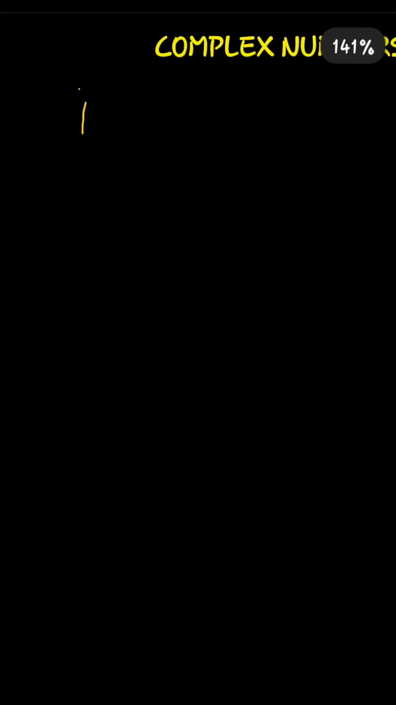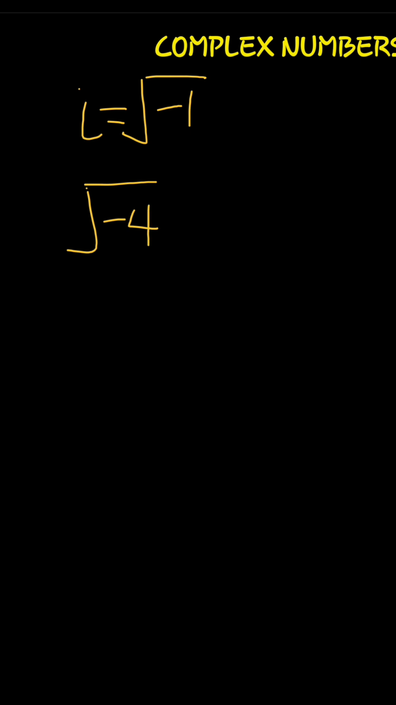Now, we use i to denote the square root of minus 1, which is an imaginary number. The square root of minus 1 cannot be simplified, so for us to be able to solve an equation that has something like the square root of minus 4, we assign i to be the square root of minus 1 so that we can solve it.